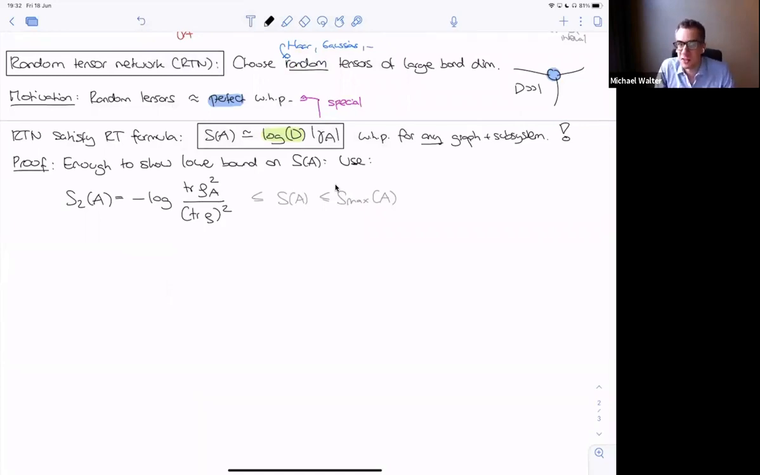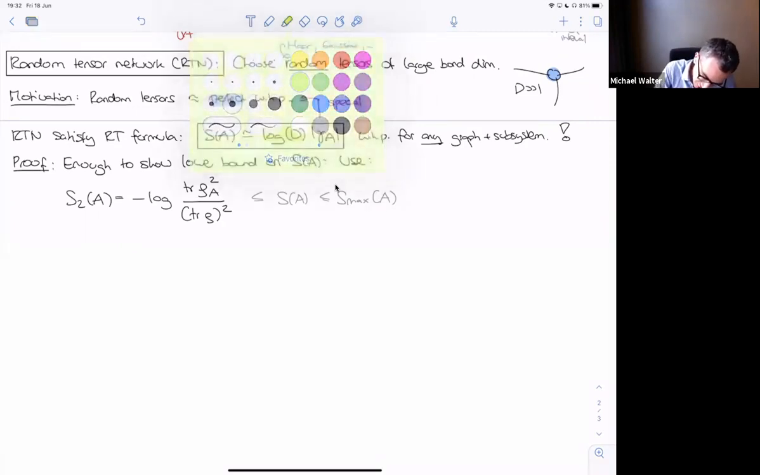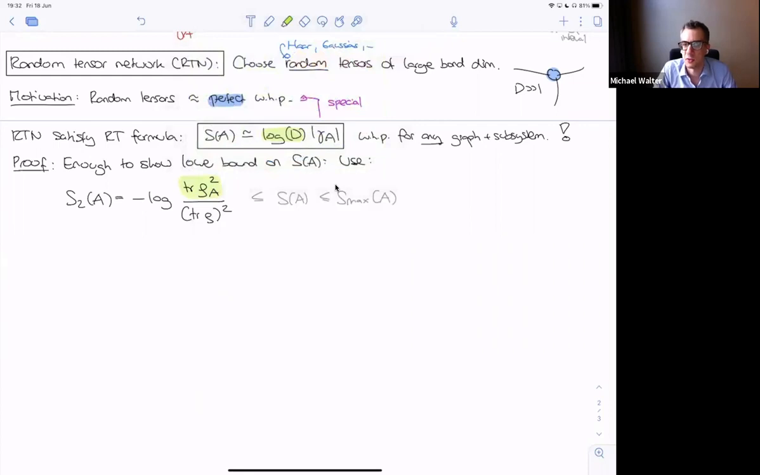One of them is, of course, a replica trick. What's the key challenge here? The key challenge is computing this object for my random tensor network. That's a quadratic function of rho A, which means that I can linearize it by just taking two copies of rho A. That's a special case of the replica trick. Because there's only two copies, the only permutations around are swaps, and we call it the swap trick in quantum information, but it's the same as the replica trick. So that's the first ingredient.